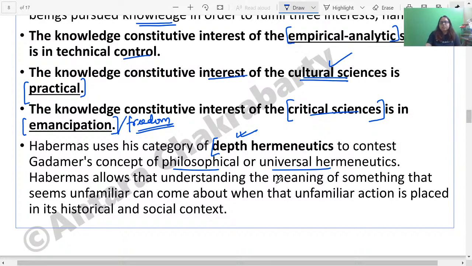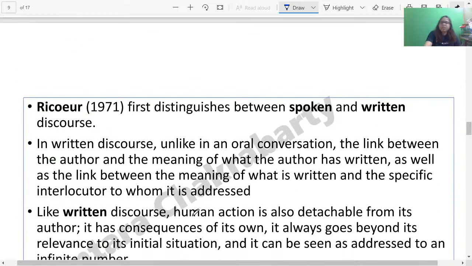He says that it allows that understanding the meaning of something that seems unfamiliar can come about when that unfamiliar action is placed in its historical and social context. अगर आपको कोई भी चीज नहीं पता है, let's say you do not know a social context something, you can do so by giving it a situation basically या फिर context. मान लो कोई भी चीज आपको नहीं पता है, you want to study about Indian festivals, but to know that you have to situate it in history कि historical perspective से इसके बारे में हमारा क्या idea है, social context में इसके बारे में हमारा क्या idea है, etc. So depth hermeneutics only tells us that सारे meanings को पता करने के लिए उसका history and social context बहुत important हो जाता है, and this is also by Habermas.